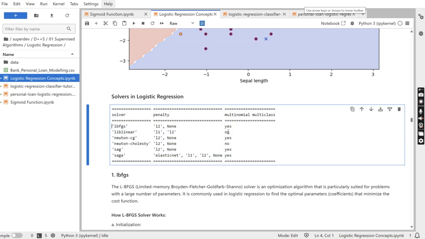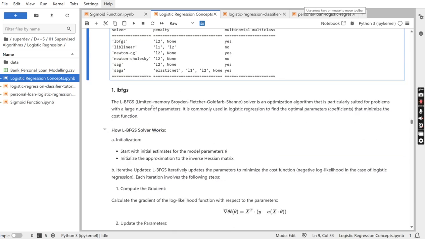Next is, what are the different solvers available, and for which model we have to use which one. LBFGS can be used for multinomial, and it can also be used for binary classification with L2 penalty. L1 penalty is not available for LBFGS. Liblinear supports L1 and L2, but it is only for binary classification. Newton CG and Newton Cholesky are applicable for binary. One of them is applicable for multinomial with L2 regularization. Same way SAG and Saga, which are stochastic gradient descents.